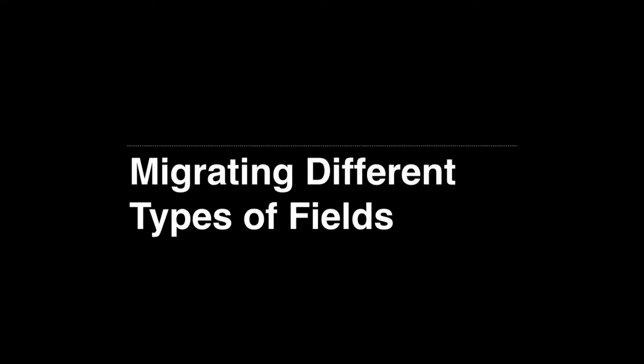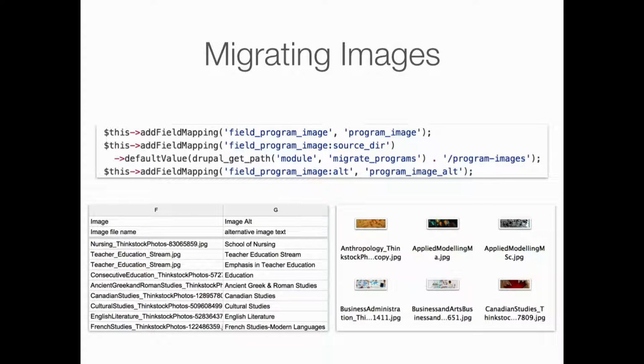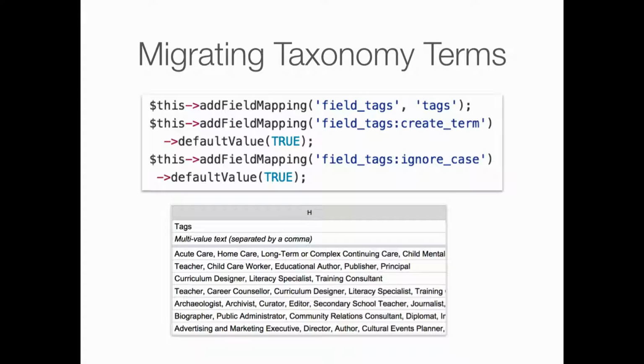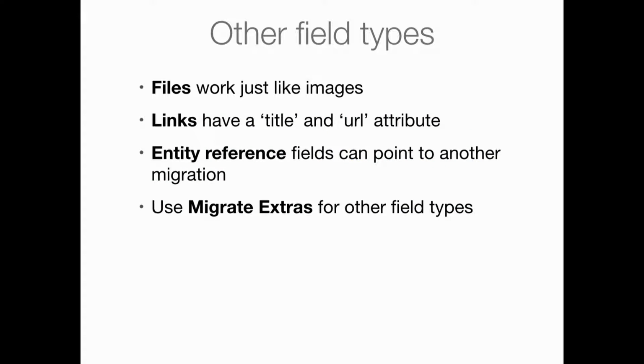So I covered just the most basic possible content type, right? One image and a couple fields. But there are many types of fields out there that you might want to migrate. And so just some more examples. For the image field, I showed you how that would work with a source and then the alt text. For taxonomy terms also, it was a little bit different than just a text field.